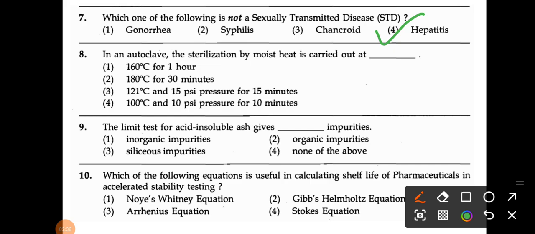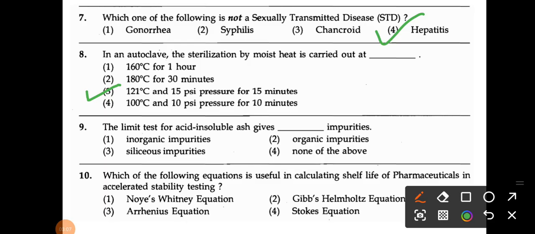Then the eighth question, in an autoclave, the sterilization by moist heat is carried out at. So the options: first, 160 degrees for 1 hour, then 180 degrees for 30 minutes, 121 degrees and 15 psi pressure for 15 minutes, and 100 degrees and 10 psi pressure for 10 minutes. So what is the correct answer here? We know the autoclave is at 121 degrees and 15 psi pressure for 15 minutes.